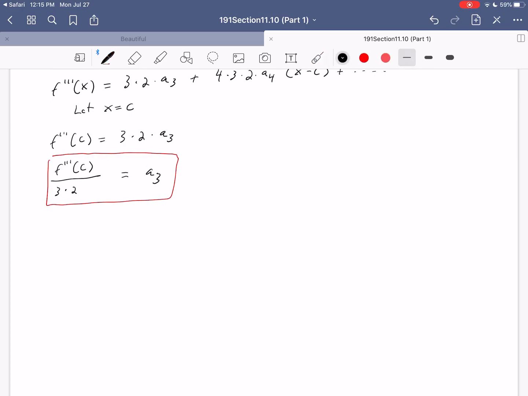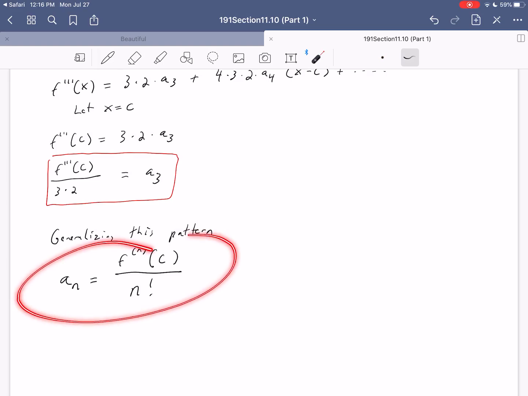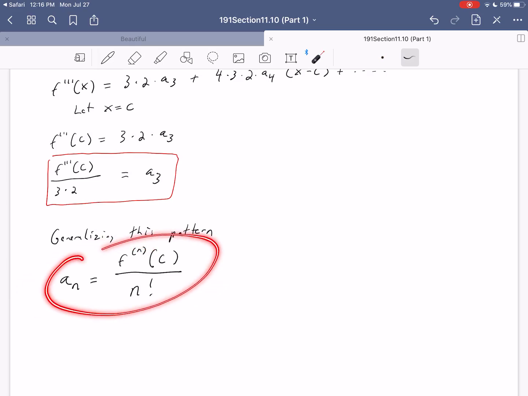So what we've discovered here is generalizing this pattern. What we're seeing is that a sub n actually should be the nth derivative of the function. Notice there's a little bit of notation here. If you put this in parentheses up here, that represents the nth derivative as opposed to the nth power. So if you ever see parentheses in your exponent, that actually means you're talking about the derivative there. So the nth derivative evaluated at the center divided by n factorial. So we have our a sub n. We actually know what these a sub n's should look like based on the nth derivative of our function evaluated at the center divided by n factorial.